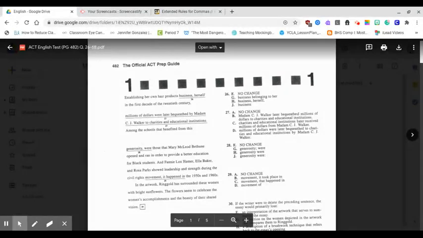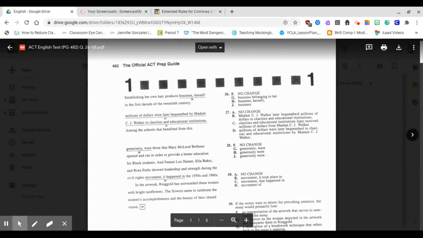This answer choice is too wordy and redundant. Establishing her own hair products business belonging to her in the first decade of the 20th century. When you read it aloud, that is a mouthful, so it's too wordy and it's redundant. It already says her own hair products, so why do we need to add belonging to her? That is too repetitive. So let's look at answer choice H.